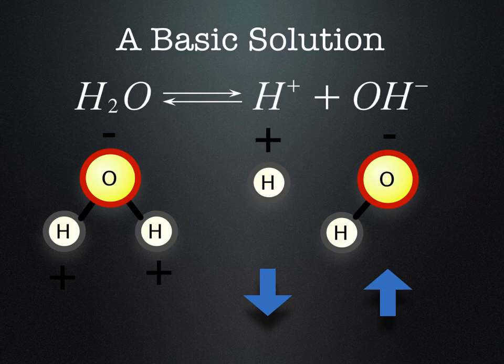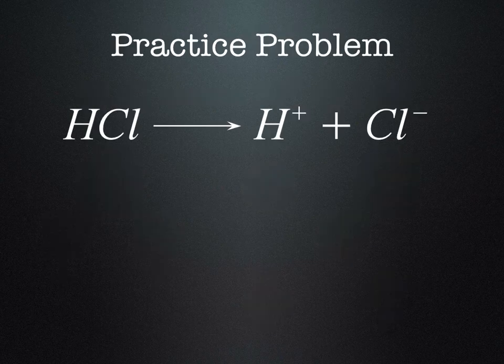Let's do a few practice problems to make sense of this. Practice problem number 1. Here we have HCl dissociating into H plus and Cl minus. What do you think this is? Is this an acid or a base? And where would it fall on the pH scale? Let's find out.